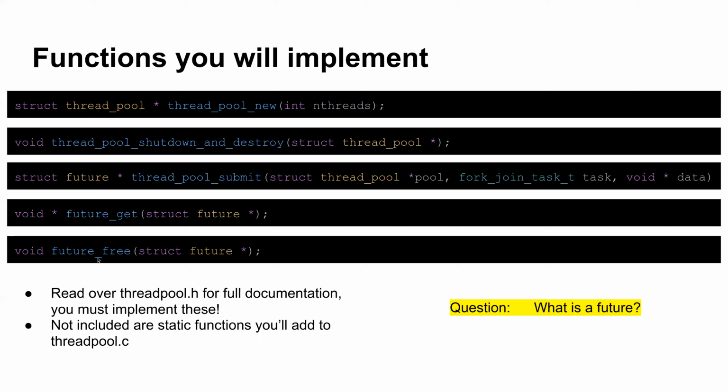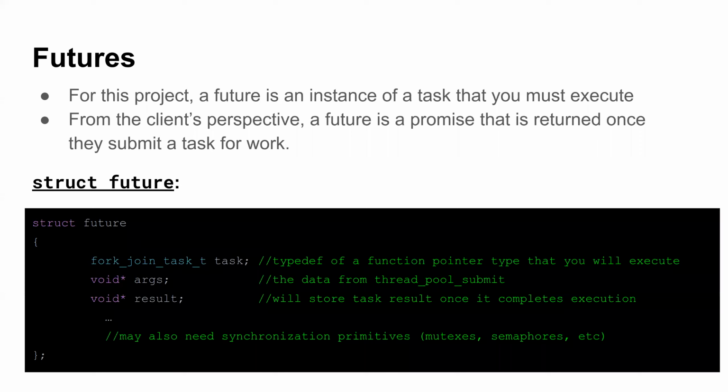And then we have some bullets down here. So you need to read through threadpool.h for the full documentation of how to implement each one of these functions. And not included, of course, are static functions. That'll be your helper functions for the threadpool project. Yeah, so I think the most important thing to get out of this is reading threadpool.h. It'll help you so much understand what functions need to be implemented, and there are some basic comments in there to help you get started.